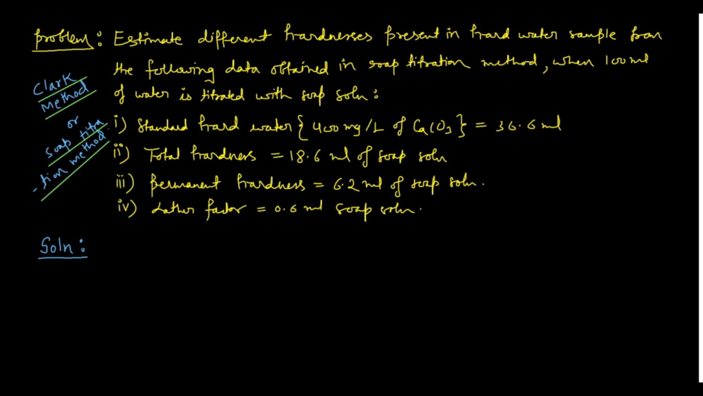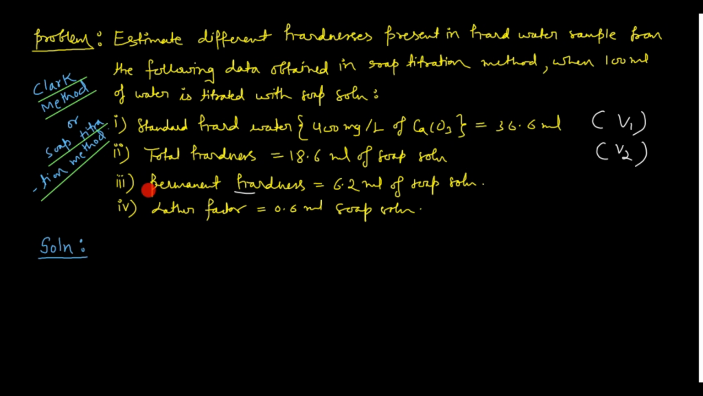As you know, when we do the standardization process, this volume corresponds to the V1 ml, right? And the second is your total hardness. When you take the sample water, that sample water consumes 18.6 ml of the soap solution for the formation of the lather. And when you are calculating your total hardness, the volume of this particular soap solution corresponds to V2 ml. So this is your V2 ml.